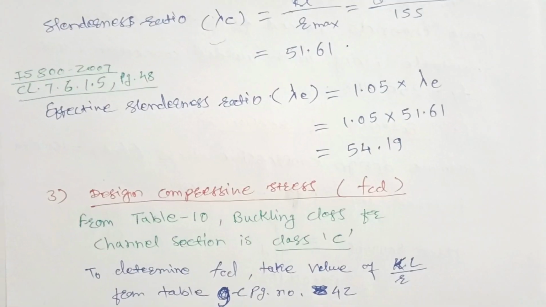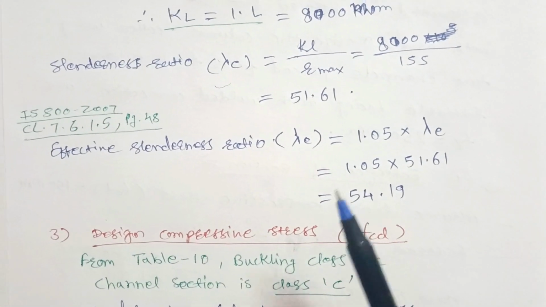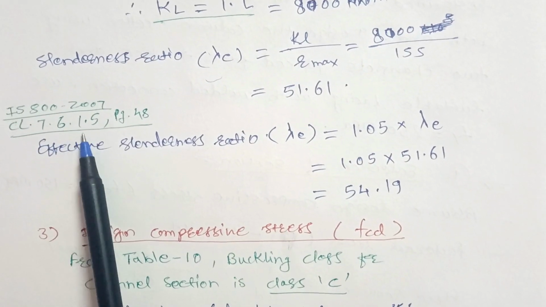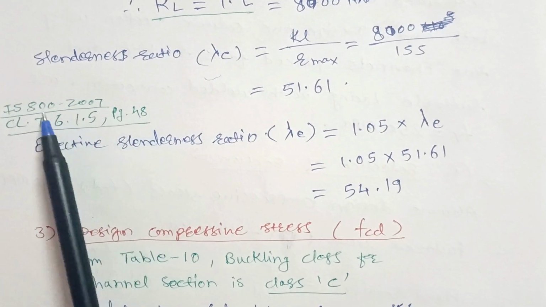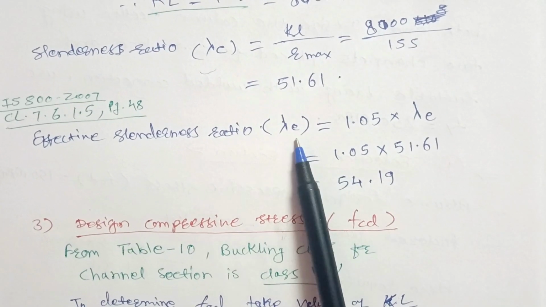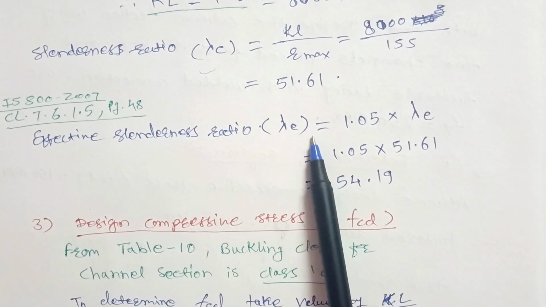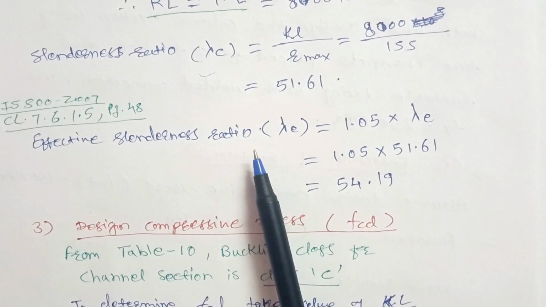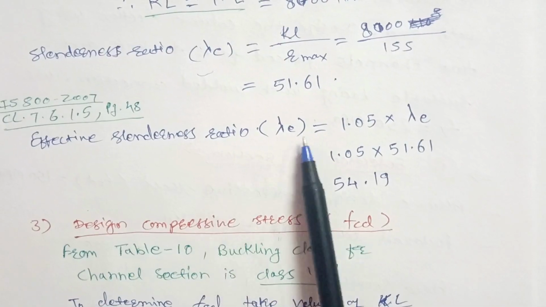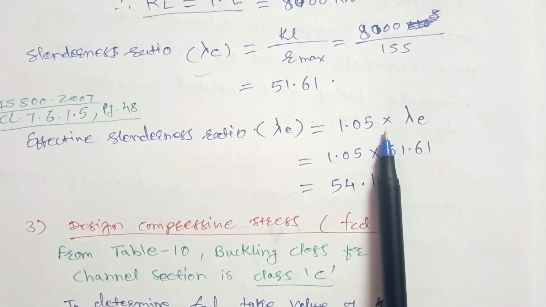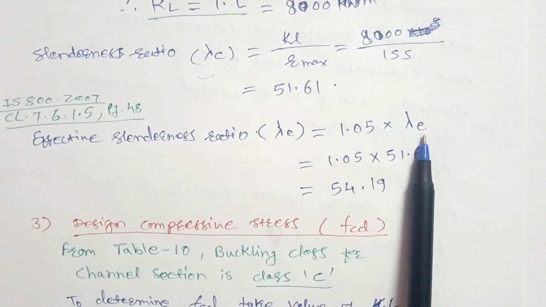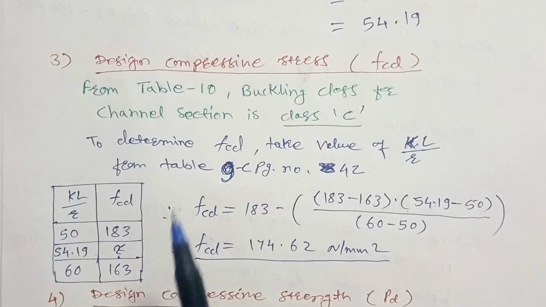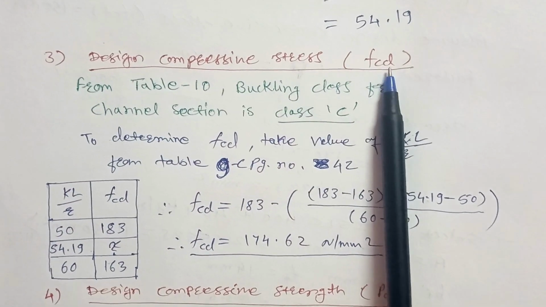After that the effective slenderness ratio we can calculate through this formula. In clause number 7.6.1.5, page number 48 in IS 800, it is clearly mentioned that for a channel section connected with lacing, we can take the slenderness ratio as 1.0 times the effective slenderness ratio. So that's why it is calculated as 54.19.